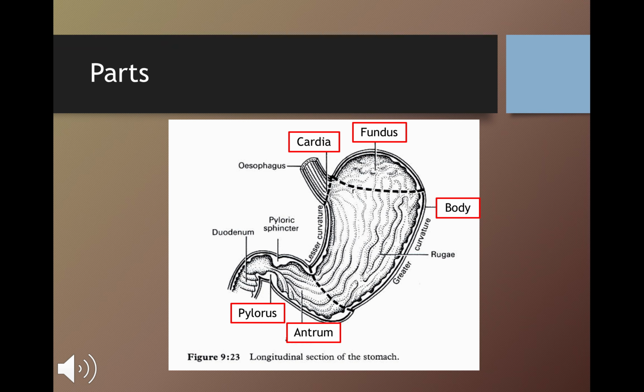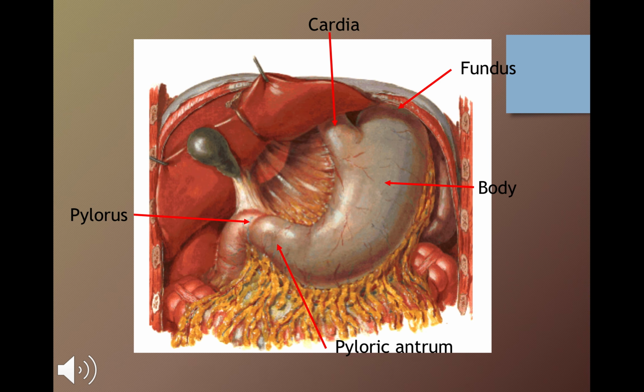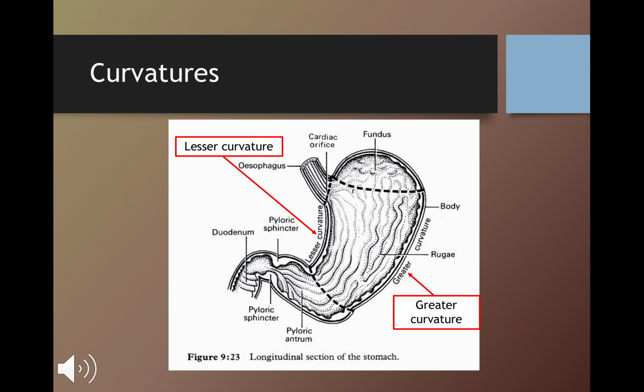Stomach can be divided into cardia, fundus, body, antrum and the pylorus. Here again, cardia, fundus, body, antrum and the pylorus. Stomach has two curves, the greater and the lesser curvatures. Greater curvature extends from the left of the esophagus over the fundus to the pylorus, and gives attachment to the gastrosplenic ligament and the greater omentum.